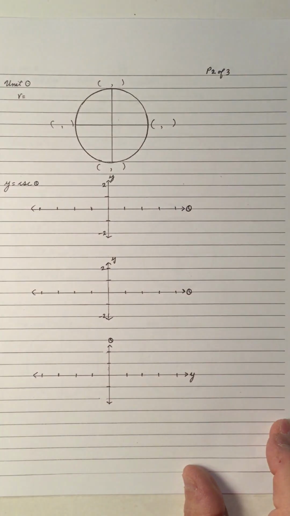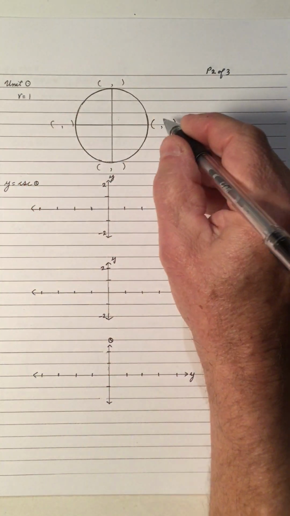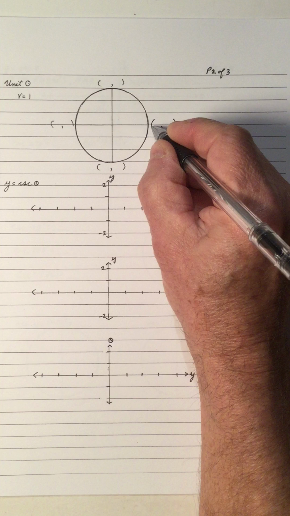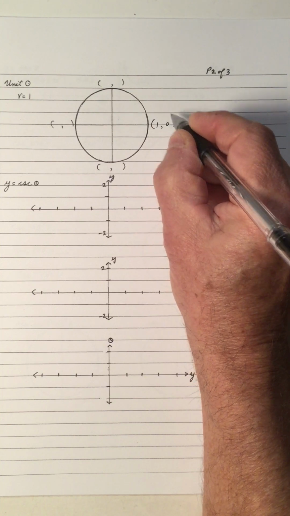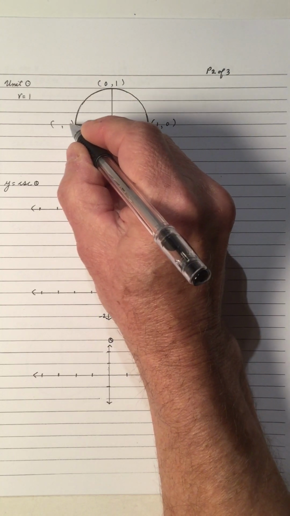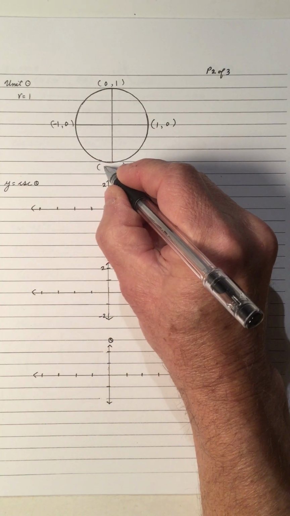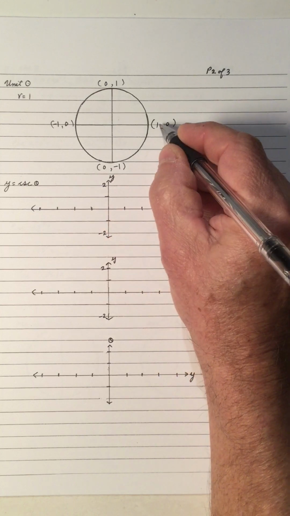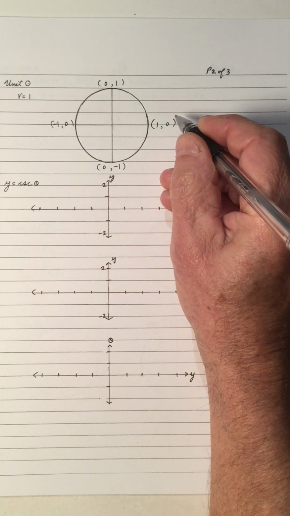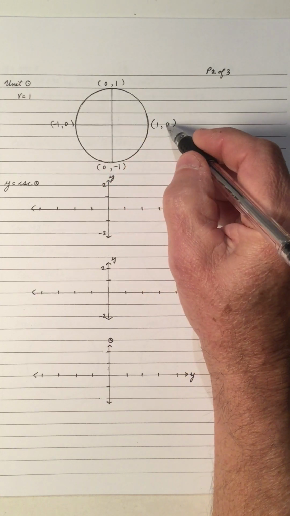Hi, welcome to my video on inverse trig functions, arc cosecant, which is the reciprocal of sine. Again, we start off with the unit circle, which has a radius of 1. At 0 degrees the point is (1, 0). At 90, x is 0, y is 1. At 180, x is negative 1, y is 0. At 270, x is 0, y is negative 1. At 360 it's (1, 0) again. The cosine is the x-coordinate of these points, and the sine is the y-coordinate.